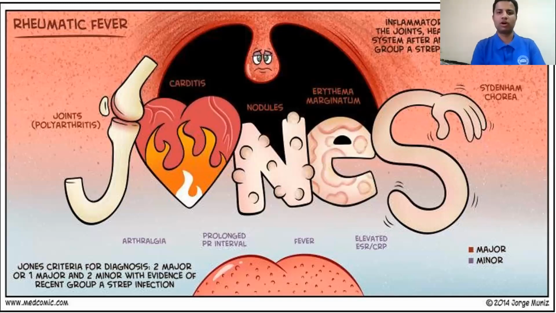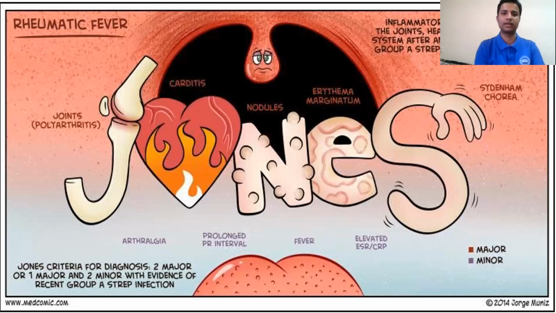So first one is polyarthritis, which is a very early manifestation of rheumatic fever, almost in 75% of the population. So the joint involvement, which we call polyarthritis, is a migratory polyarthritis. Second one is carditis. It's also an early manifestation. Then we have erythema marginatum. It is also an early manifestation.